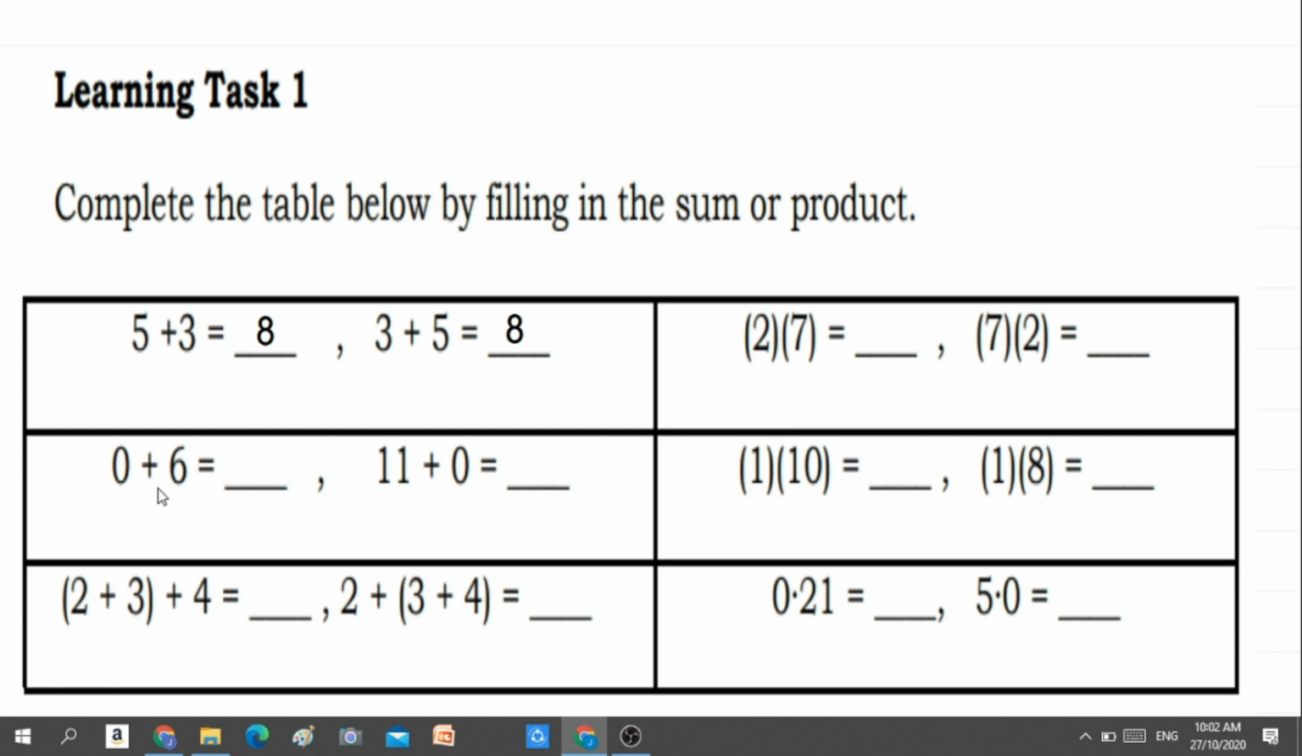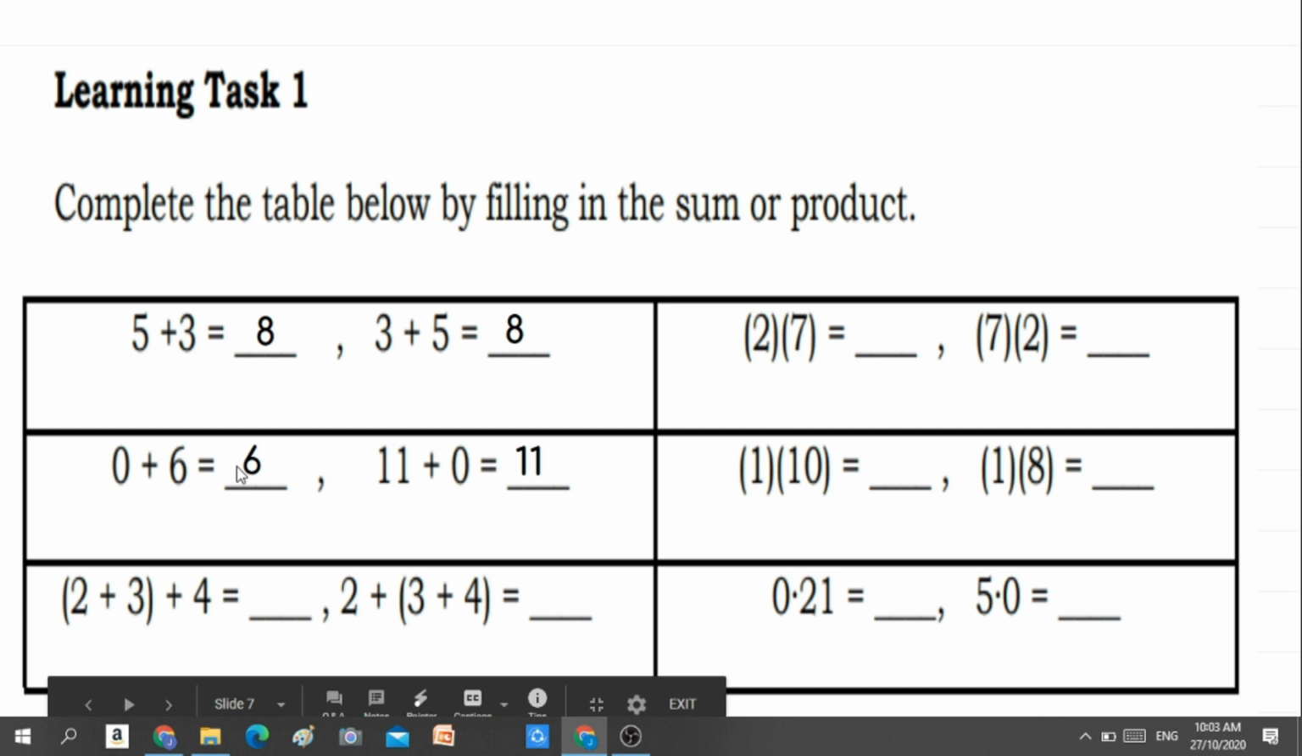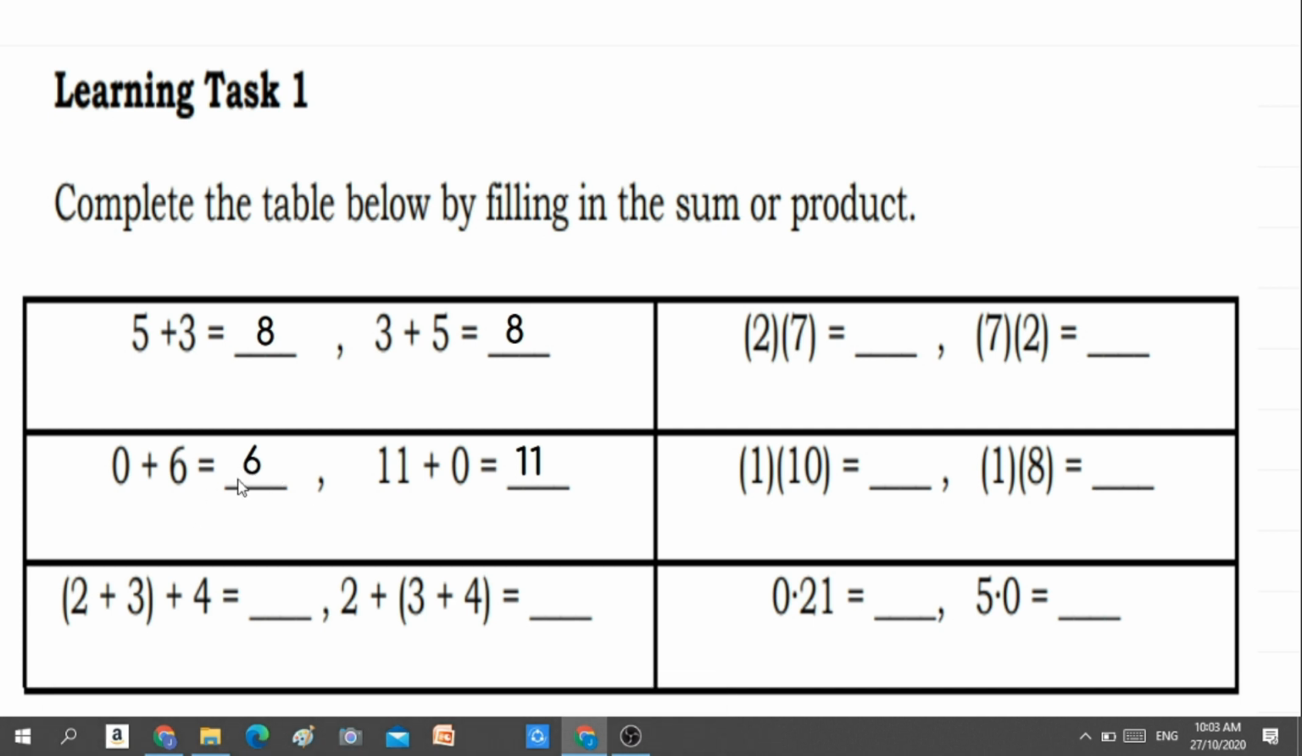Next is 0 plus 6. The answer is 6. 11 plus 0. The answer is 11. So, kung mapapansin nyo, pag may inadd tayong number kay 0, ang laging sagot ay yung sarili niya. So, madidiscuss din natin yan mamaya.